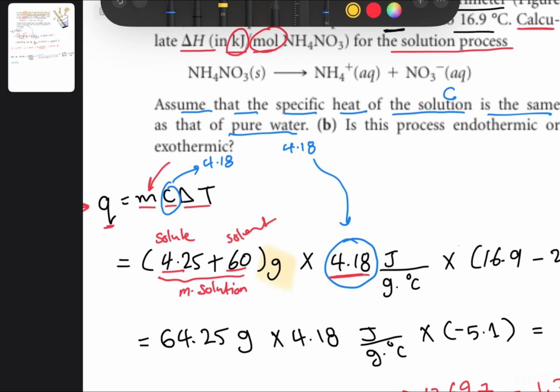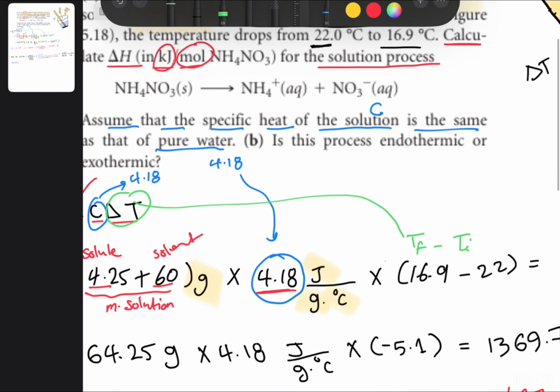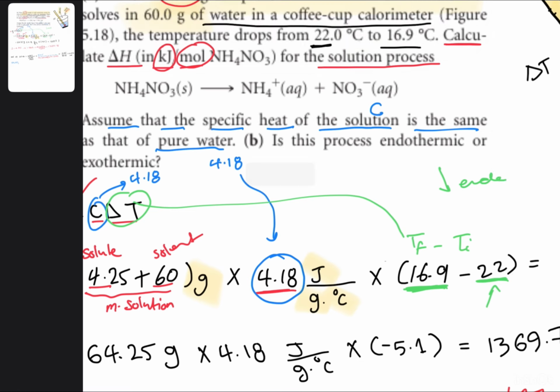We have grams for masses. We have joule per gram per degree Celsius for the heat capacity. And finally, we have delta T, which represents T final minus T initial. And since we have an endothermic reaction, the T final is less than the T initial. So as you have a drop in temperature, this reaction is endothermic. Just keep this in your mind.